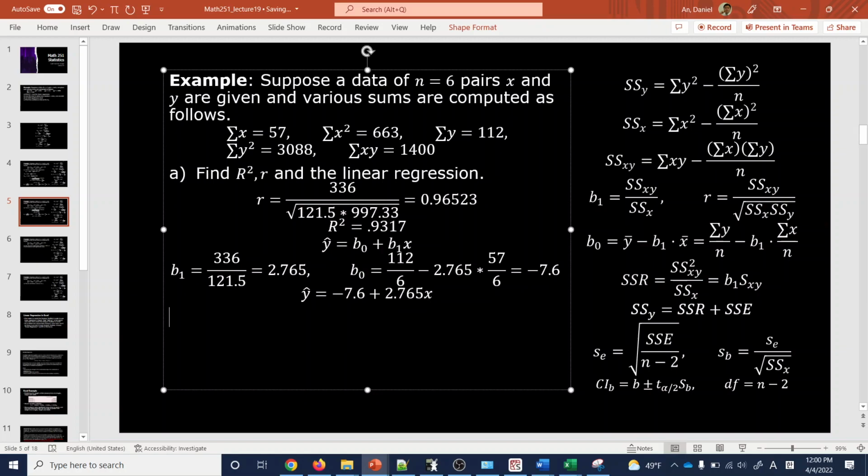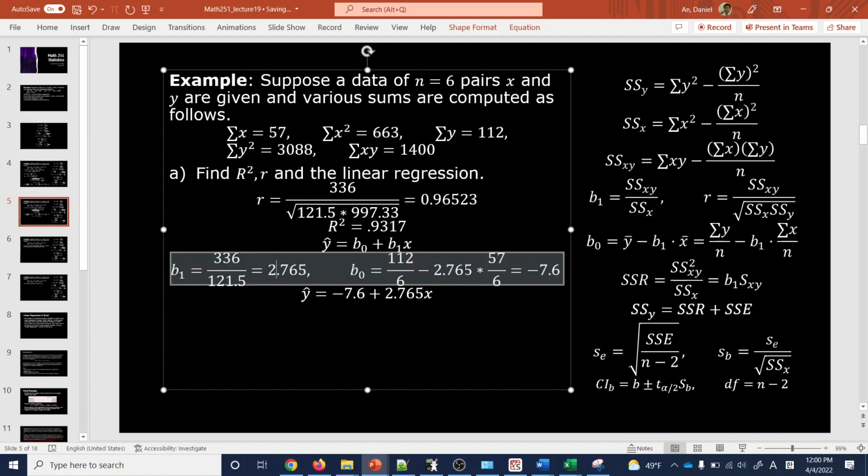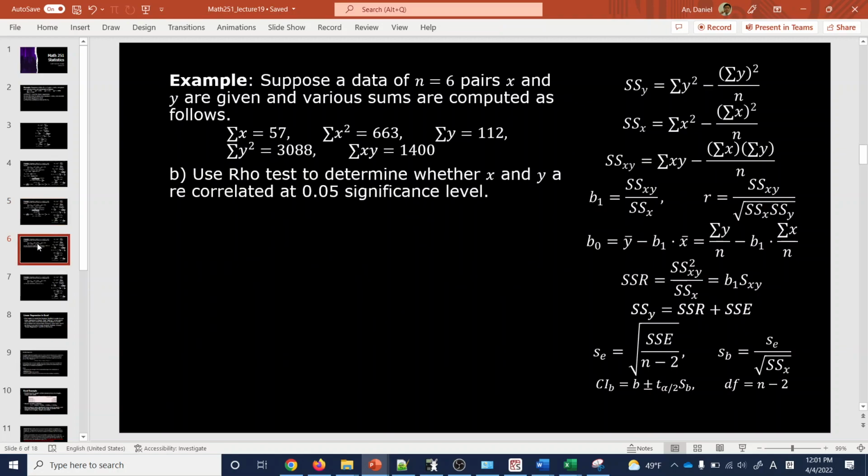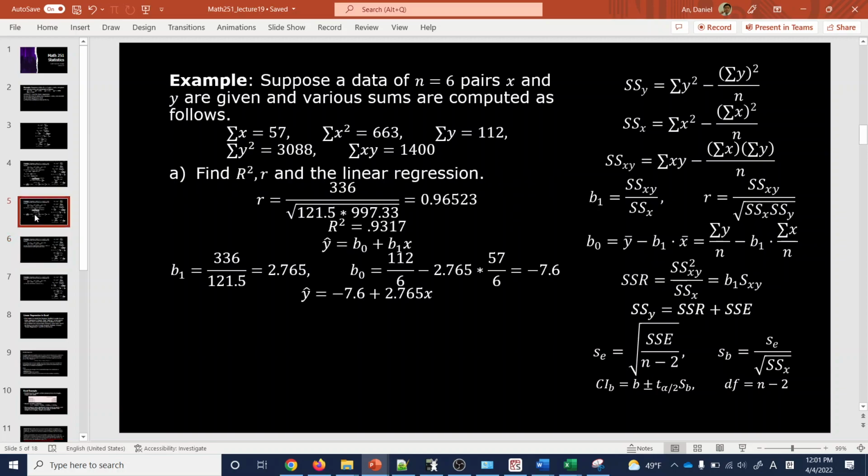Now, it's very important that you write your answer like this. When you're looking for linear regression, the values are not the answer. You need to write the linear regression equation itself. Okay? So this should be your answer. Okay, that's just part A. Now you have to go to part B. Let's move on to part B.